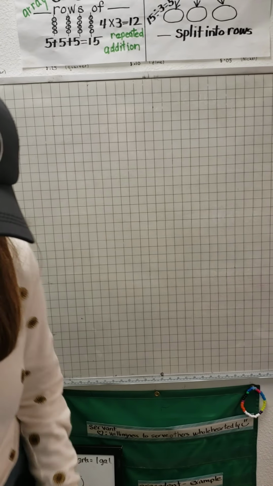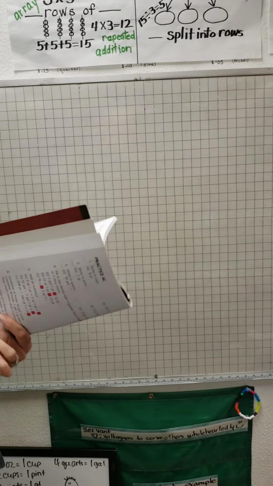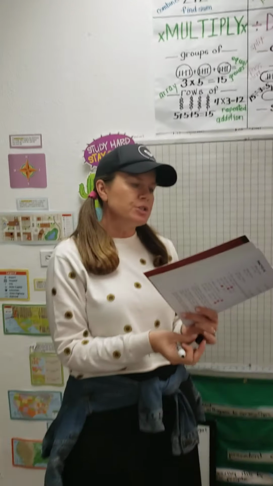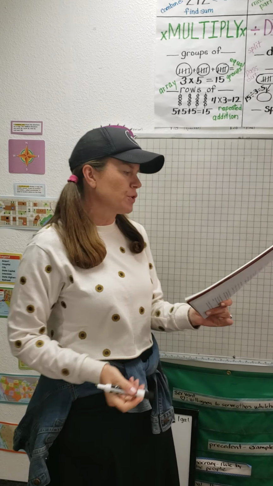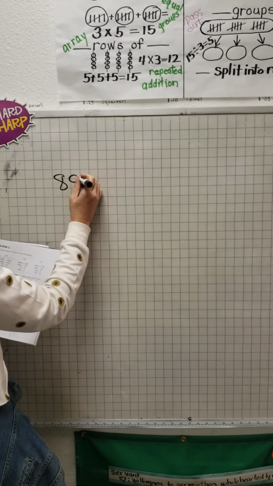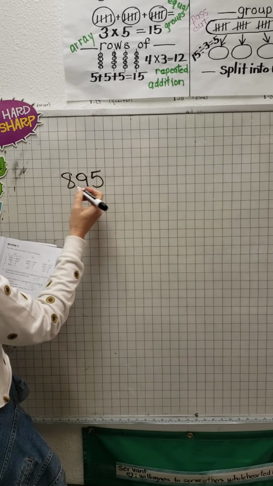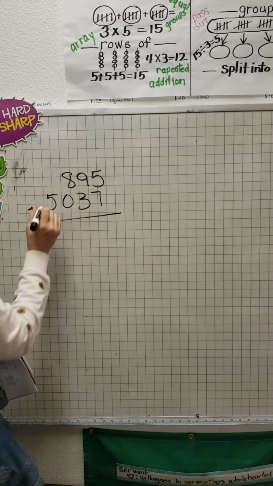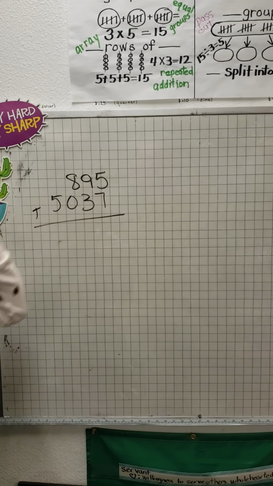And we're just going to be reviewing basic operations: addition, subtraction, multiplication, and division. So we're going to do just one section. So the first one, let's look at number 1A, and it says 895 plus 5,037. Okay, so this is going way back.